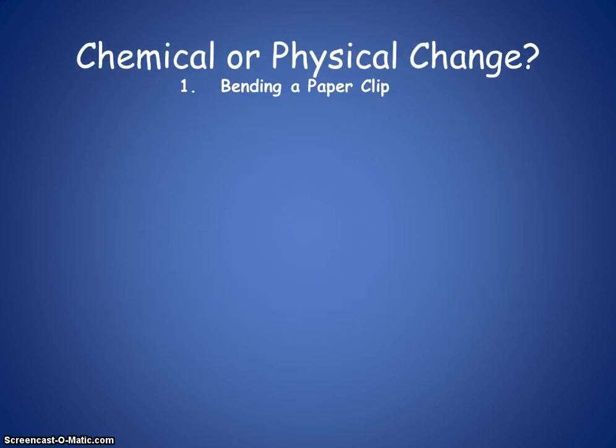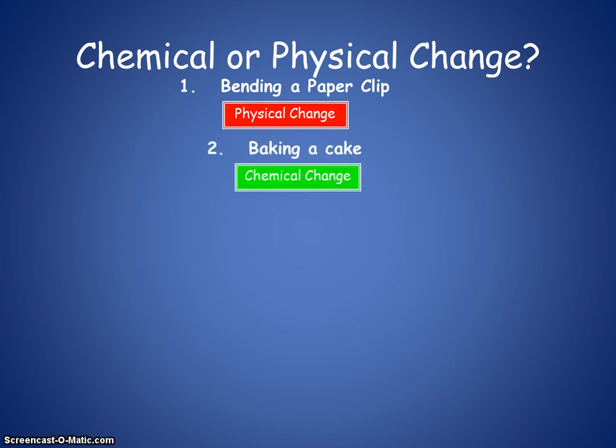So, is bending a paperclip chemical or physical? Well, it's still a paperclip, isn't it? Right, it's a physical change. How about baking a cake? This sometimes is troublesome for some people. It's chemical, right? Because the batter is very different.